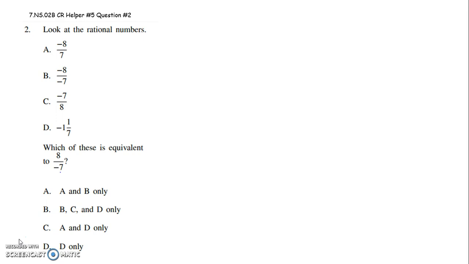Look at the rational numbers: -8/7, -8 over -7, -7/8, -1 1/7. It says, which of these is equivalent to 8 over -7? Okay, first of all, it's very important to realize that when we're dealing with a fraction bar, it means division. So I just want to remind you, a negative divided by a negative is a positive, and a positive divided by a negative is a negative, and a negative divided by a positive will be a negative, and a positive divided by a positive will be a positive.